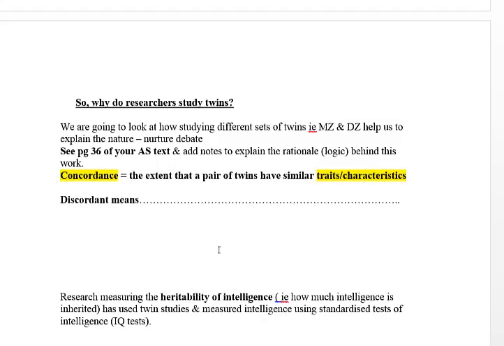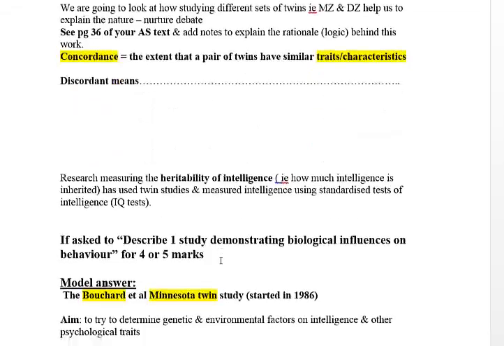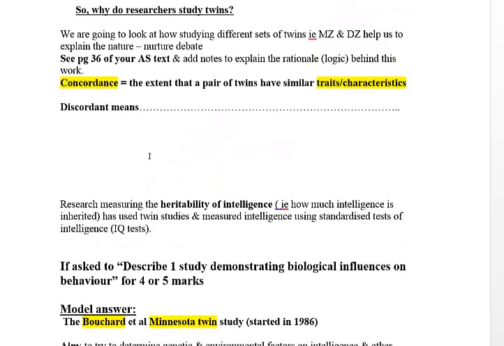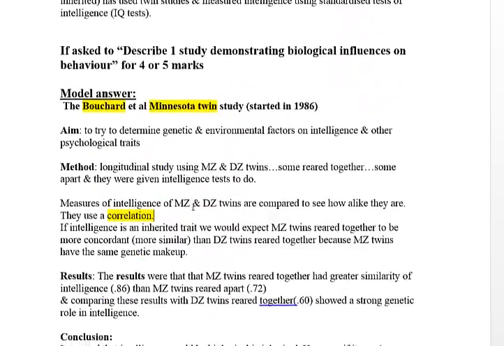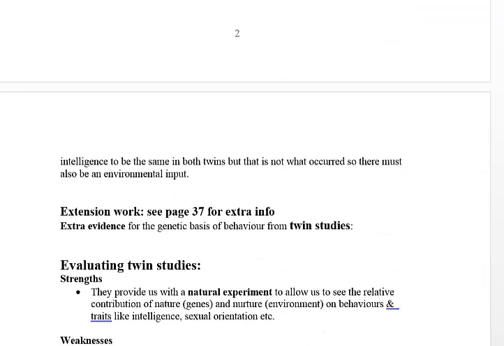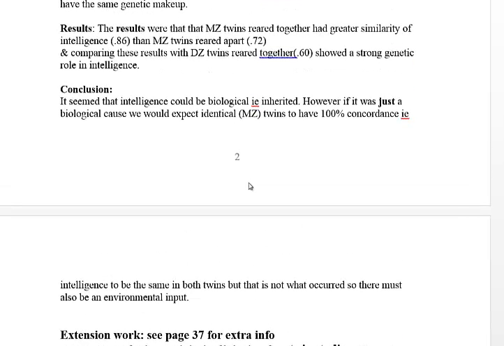Actually, the evidence doesn't usually find that, as we've just seen. 0.86 is very high similarity, but it's not perfect. So that always tells us there must be some environmental influence as well. So what else have we got down here? However, if it's just biological, expect 100% concordance.